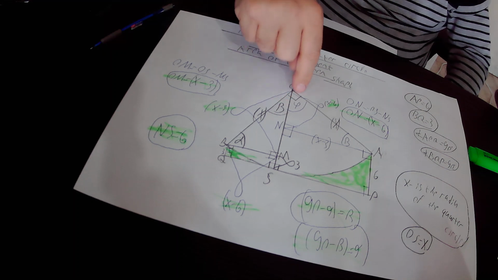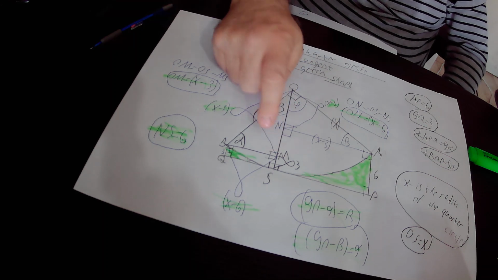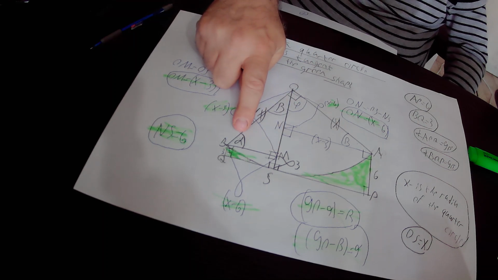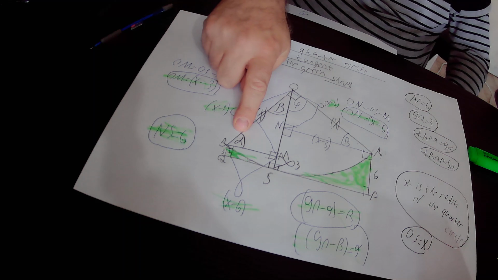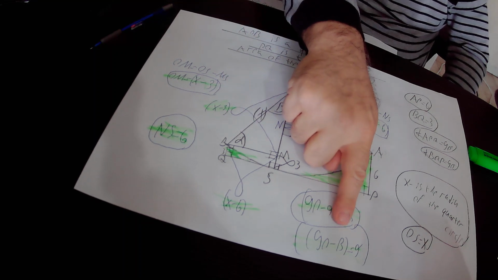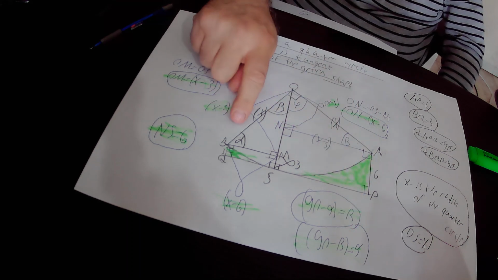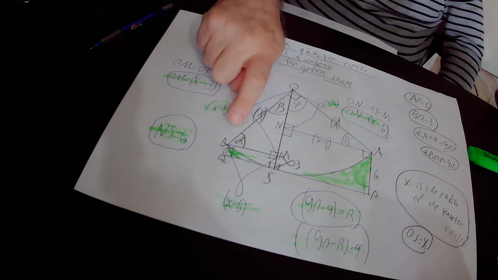So in the right triangle OMB, this angle equals beta, this angle equals 90 degrees, therefore the missing angle must be equal to 90 degrees minus beta. But 90 degrees minus beta is alpha. Therefore the missing angle equals alpha.